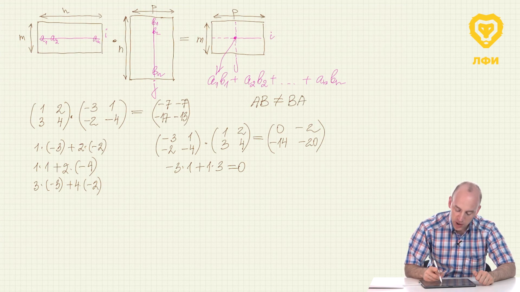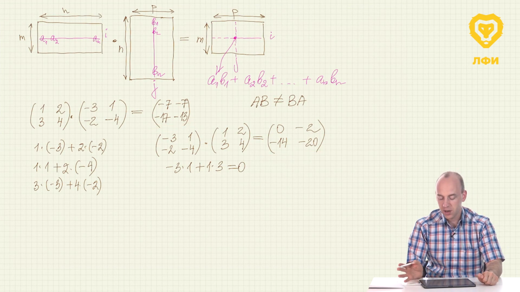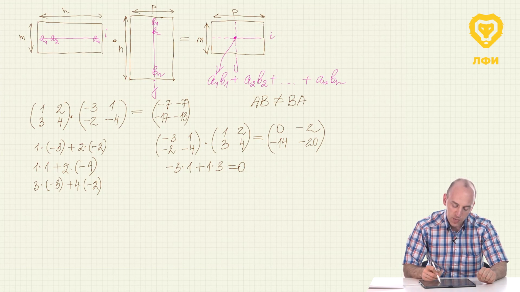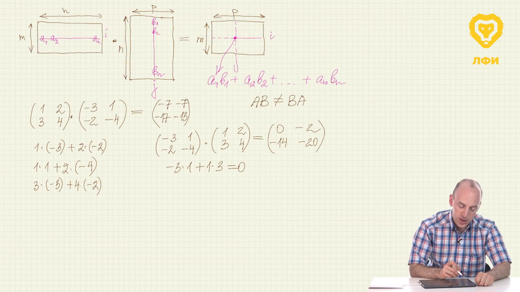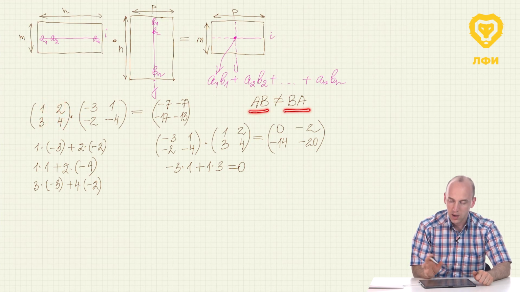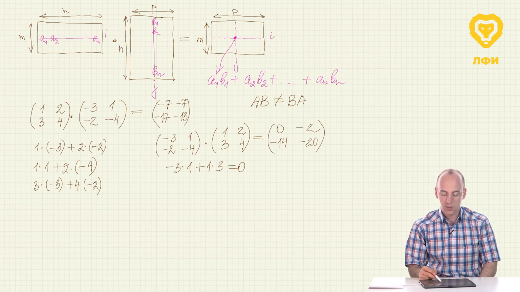Even if both products AB and BA are defined, we can see that the result of multiplication is different. So it can be different. So one can provide such matrices that AB is equal to BA. One of the examples is if we take a zero matrix, so if it consists of all zeros, I think it's clear that the product is going to be a zero matrix as well, in whatever order we consider it. So if A is a zero matrix, then both AB and BA are zero matrices.